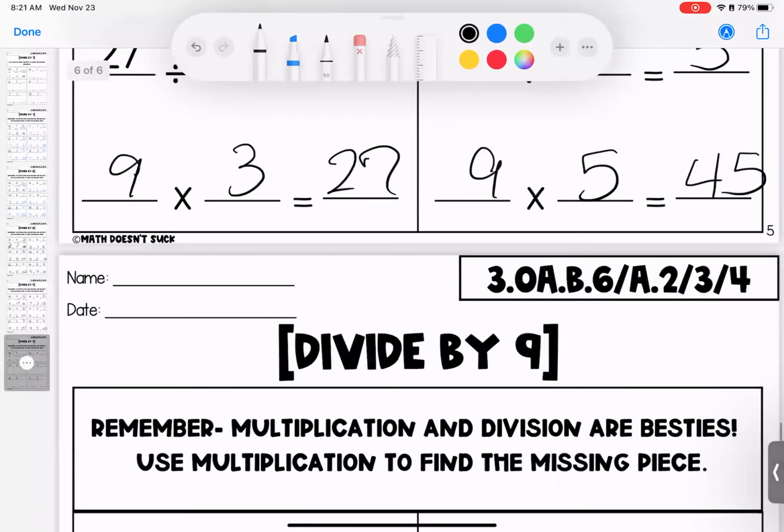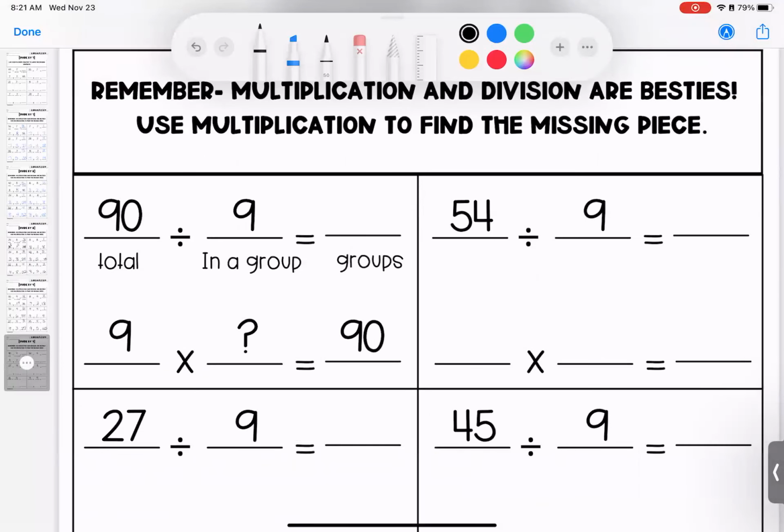On to our last page of 9s. Remember, if you're not ready, go ahead and stop the video at any point. 90 divided by 9 is 10. 9 times 10 is 90.